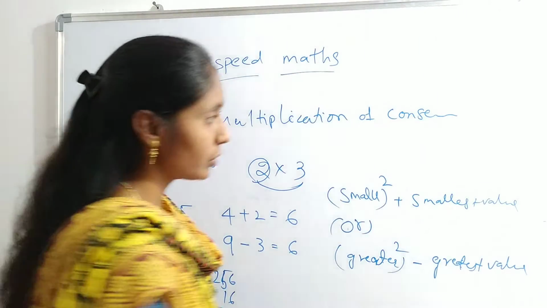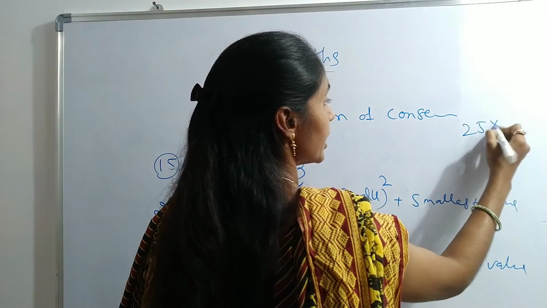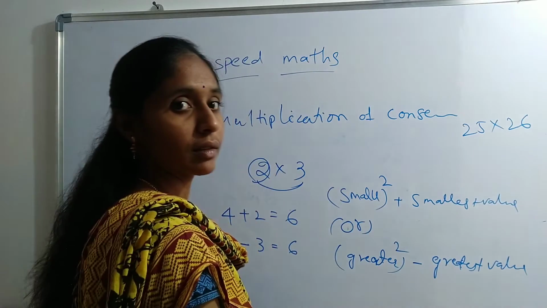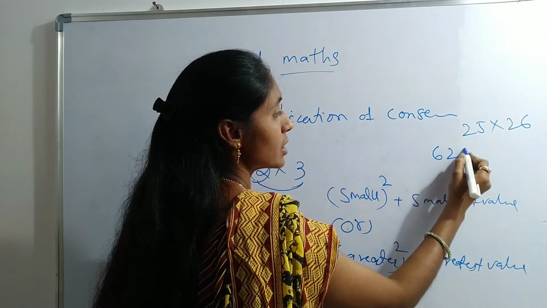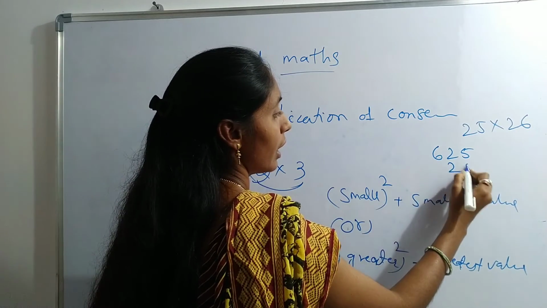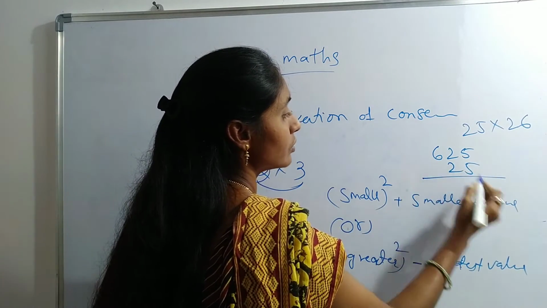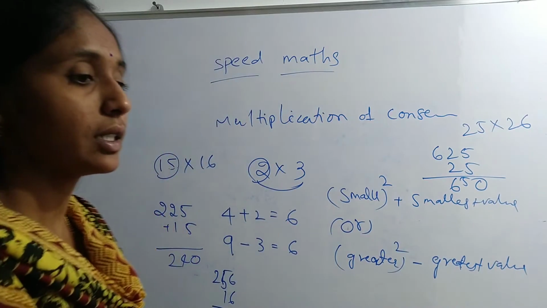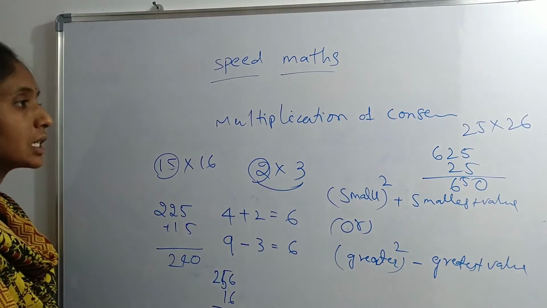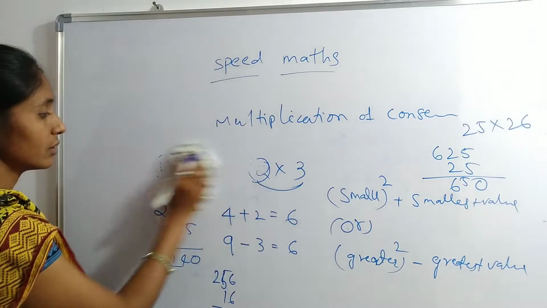Next, another example. 25 into 26. 25 square is 625. Adding the same value, 650. This is the multiplication of consecutive numbers in an easy way.